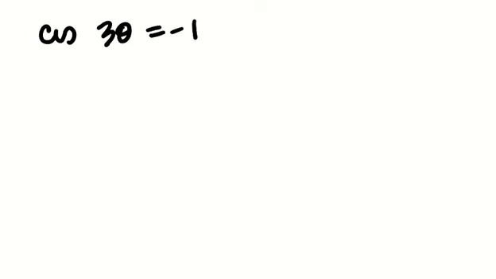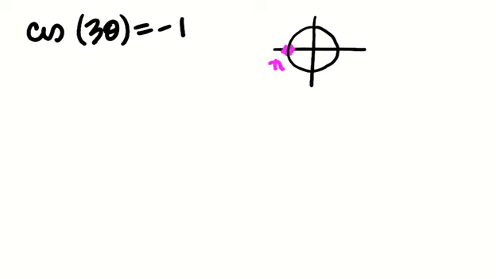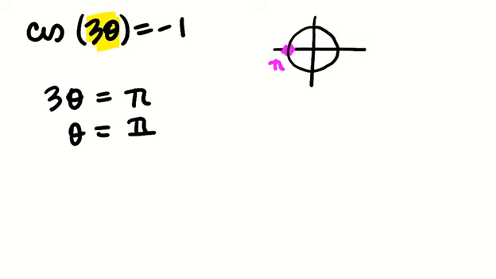This will probably be the last example I've got for you on this video. So we've got it down to cosine of a thing equals a number, so we're ready to go to the unit circle. I know where cosine is negative 1. That happens to be over here, far left. This is pi. So the thing that we're taking the cosine of has to be pi. That means that 3 theta is equal to pi, and that's theta equals pi over 3.